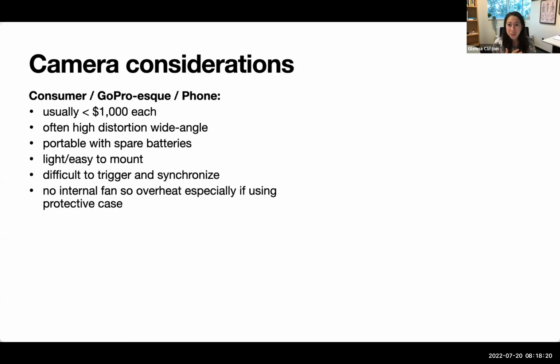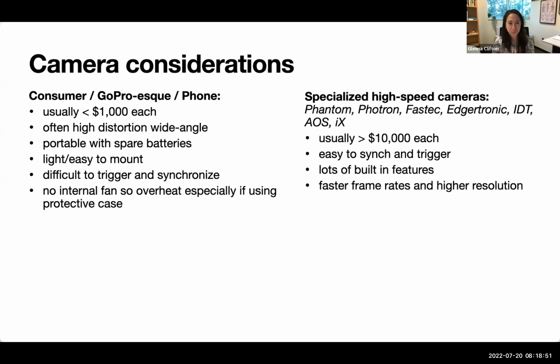They can be kind of difficult to trigger and especially to synchronize. There are some tools now that really help synchronize these cameras to each other, including using audio to synchronize within one frame. But it is a hacked synchronization and not a proprietary synchronization from the company. And a lot of times they tend to overheat. They don't usually include internal fans. But you can really put together a large army of these GoPro-esque consumer cameras.